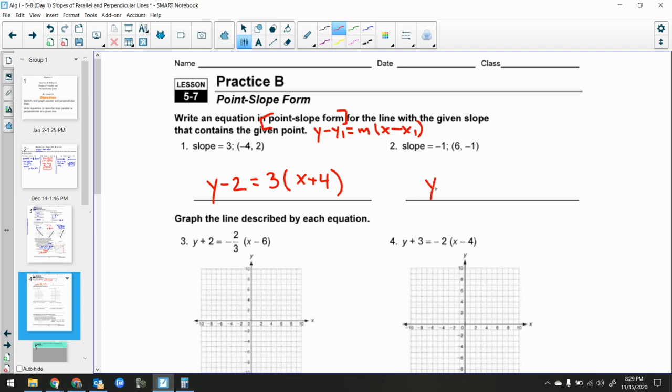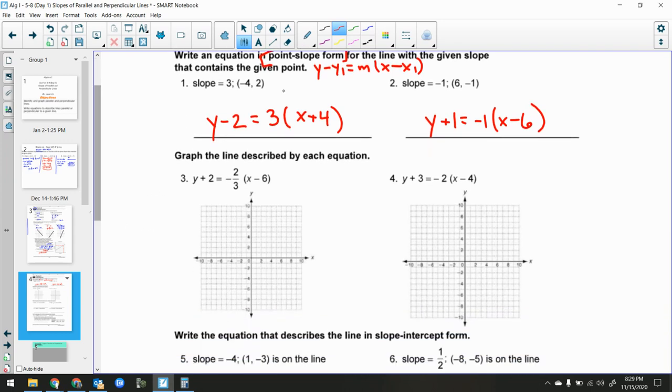This one here, y, and then I would write minus a negative 1. So plus 1 is equal to m x minus 6. That's it. Okay. If I did ask you to put it into slope-intercept form, I would ask you to solve for y. Okay, but we don't have to do that.